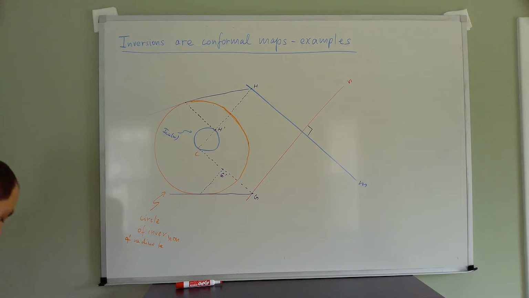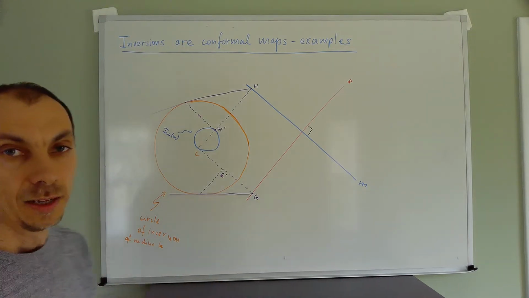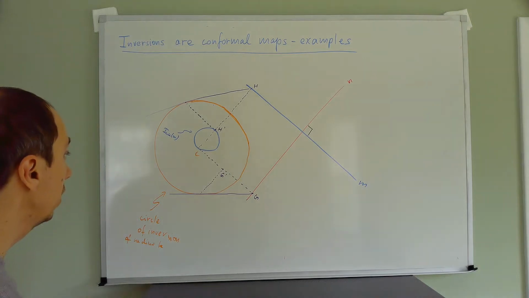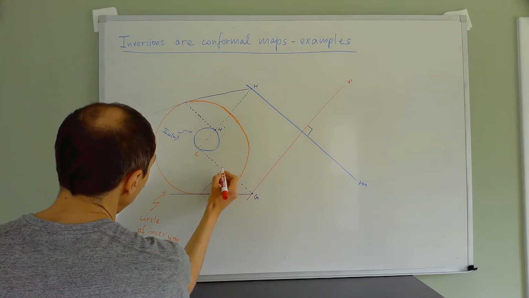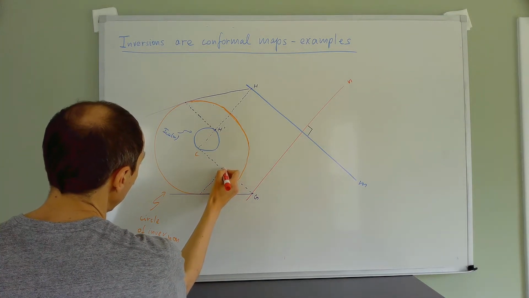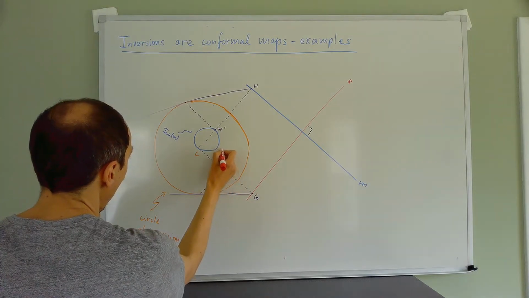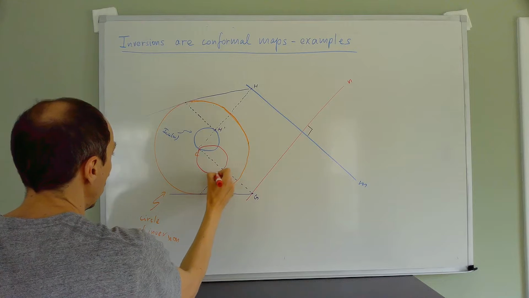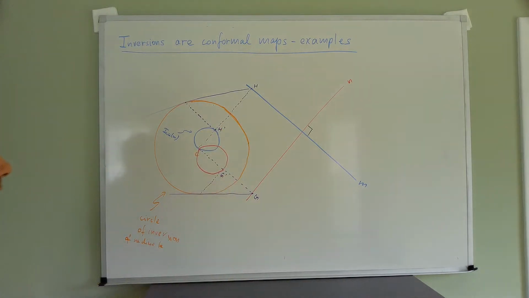Okay, so I have now the diameter of the second circle, which is the image of the red line. Now let's see if I can get it done. So here's the circle. Almost. Okay.